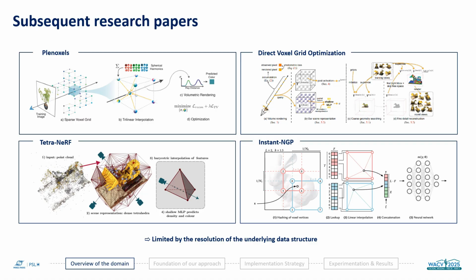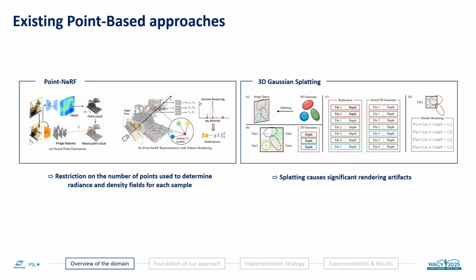Notable examples include works such as Plenoxels, DirectVoxGO, TetraNeRF, and Instant NGP, which use voxel grids, sets of tetrahedra, and hash grids to store the parameters. However, these approaches remain limited by the resolution of the underlying structure. Other competing approaches have leveraged irregularly distributed points in space to represent the scene.